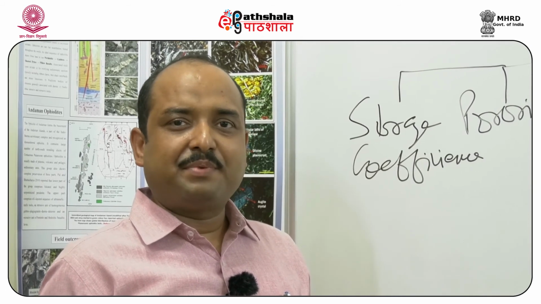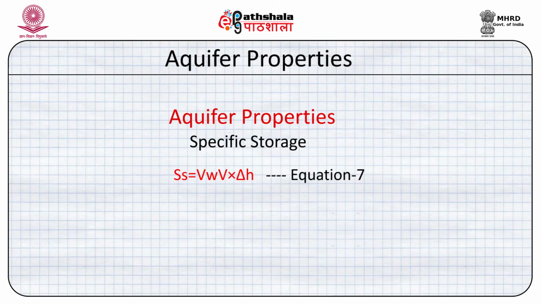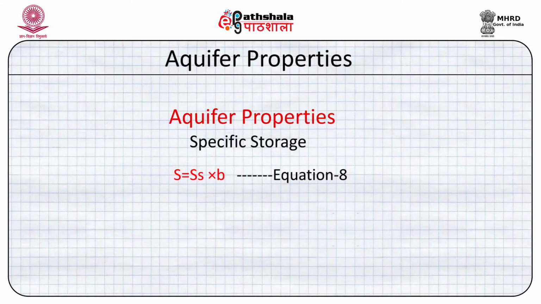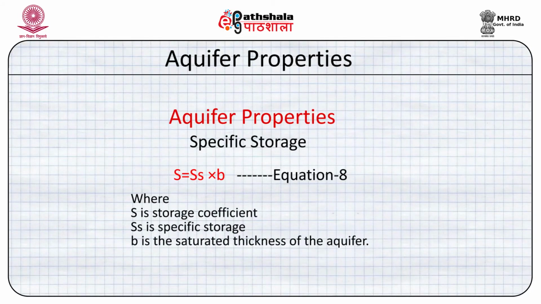It's best expressed in equation 7, where VW is the volume of water drained. In denominator, you have V, that is the volume of the aquifer, and delta H, that is change in head. In confined aquifers, if you look at equation 8, we have S, that is storativity, equals to a specific storage SS into B, saturated thickness.